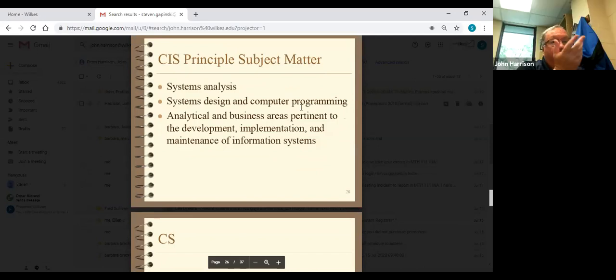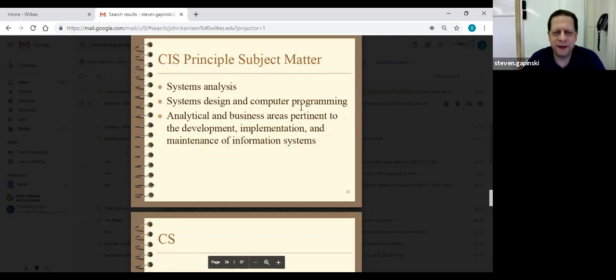But I agree with Mr. Kapinski, it's important to emphasize the importance of the development of these skills. It's worth talking about them more than once. Yes. And then you have systems analysis under the CIS subject matter, systems design and computer programming.